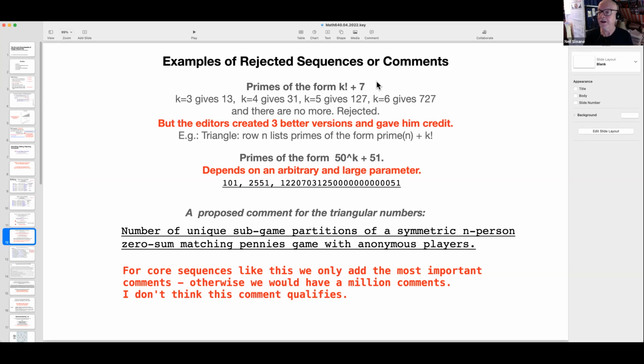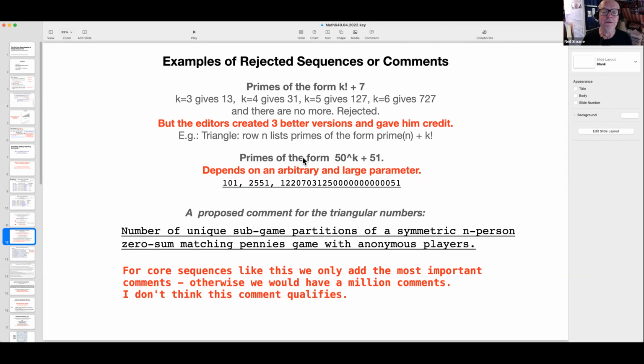So we gave this person credit for having prompted these new sequences, one of which was a triangle, an array in which the nth row lists primes of the form, that should say factorial n. No, sorry, the fourth row, the fourth prime is 7. So the fourth prime is the fourth prime plus factorial k, 7 plus factorial k. So his sequence became the fourth row of an array. And each row has a finite length, and that's a sequence. And we said this was following a suggestion from whatever his name was. So that was rejected because basically it's stupid, but we transformed it into 3 interesting sequences. That's what the editors do.